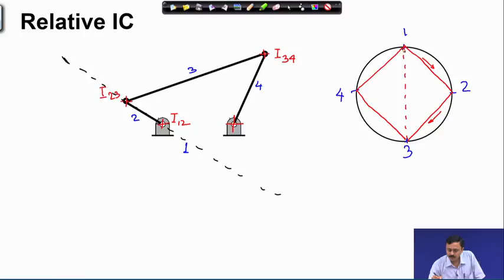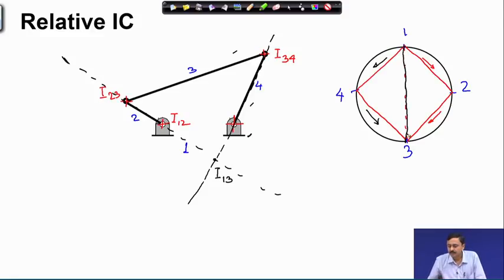Similarly, 1, 4 and 3: 1 is the ground, and 4 and 3, these are three bodies again which are in relative motion. So, their relative ICs must lie on a line, of which I14 and I34 are known. I14 is here on the ground hinge and I34 is here. So, I13 must also lie on that line. Now, when a point has to lie on both these lines, the intersection point is this, which must be I13. So, I have located I13 now, and I will join it by a solid line.